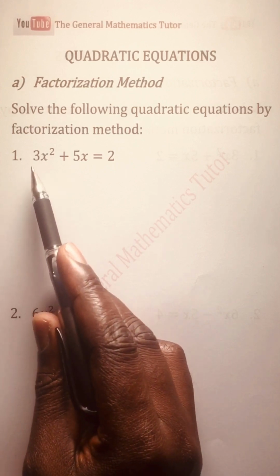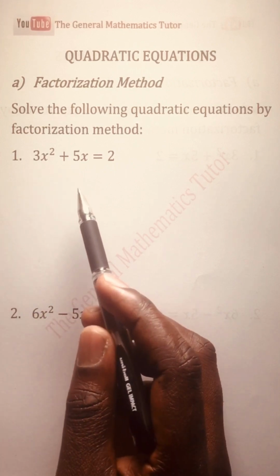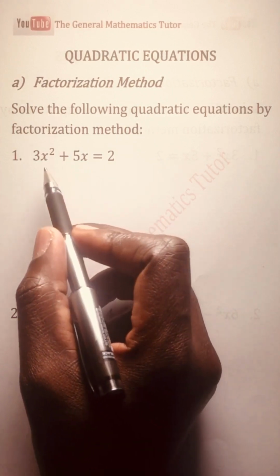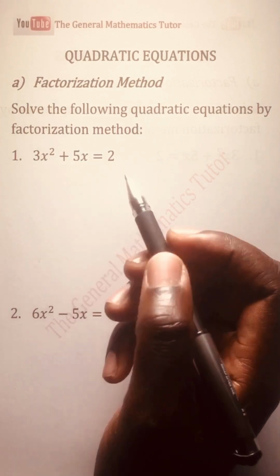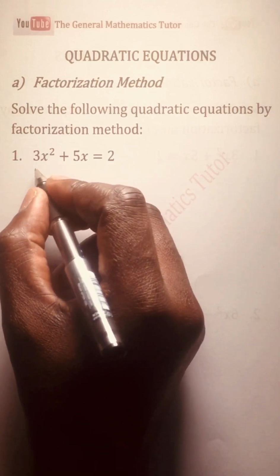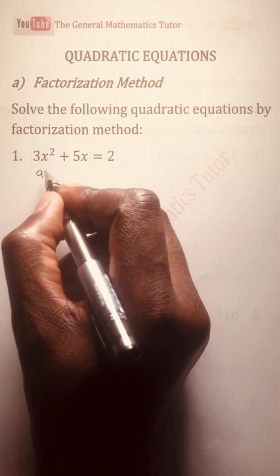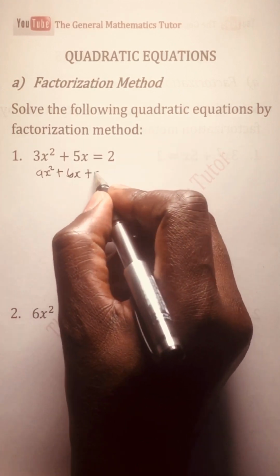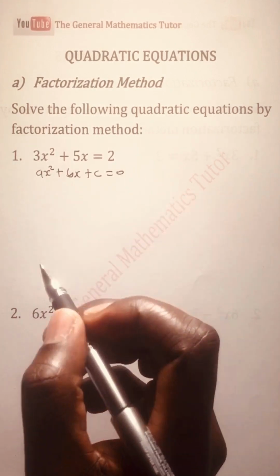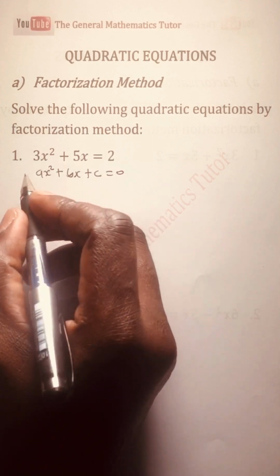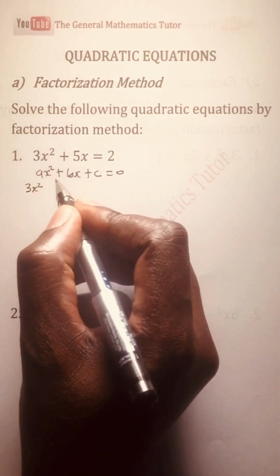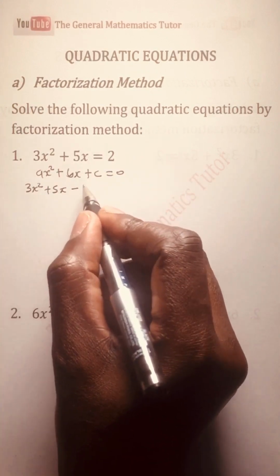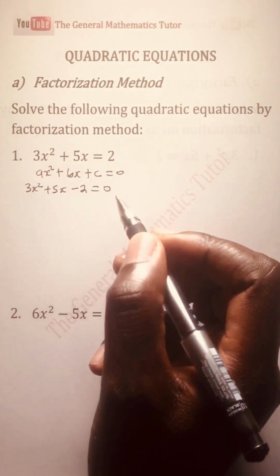The first one is 3x squared plus 5x is equal to 2. The first thing you need to do is rewrite the equation in standard form. The standard form of a quadratic equation is ax squared plus bx plus c is equal to 0. So let us do that. We have 3x squared plus 5x, then we move 2 to the left hand side, so minus 2 is equal to 0.